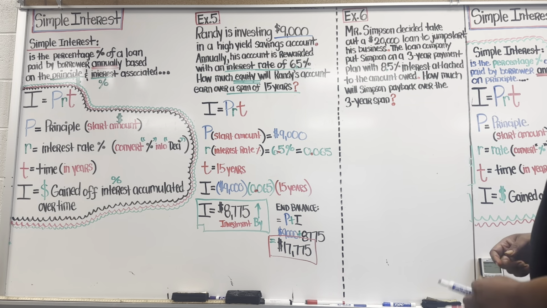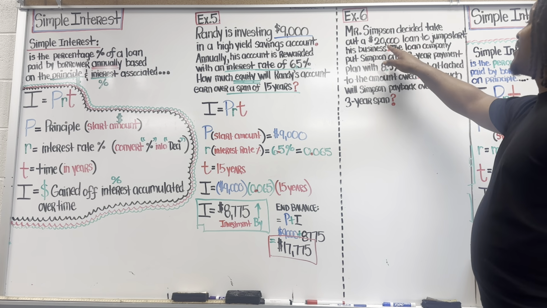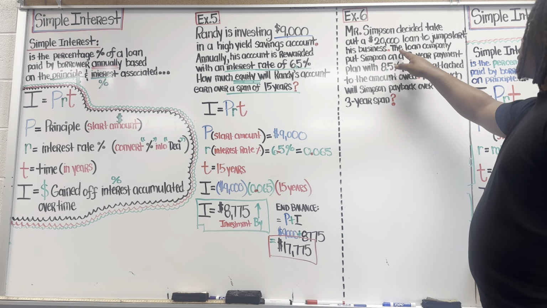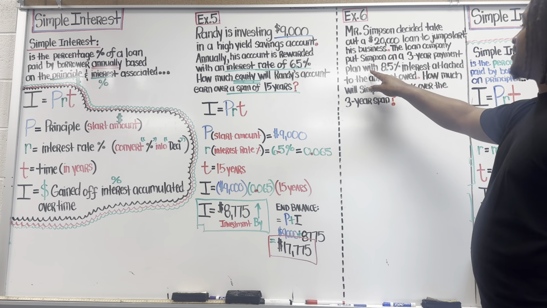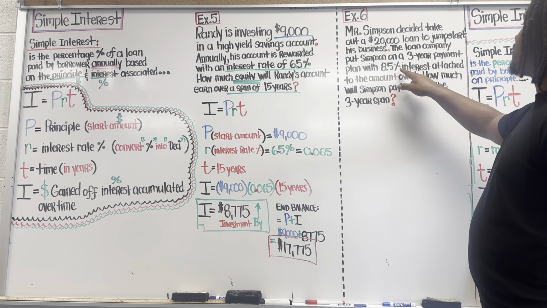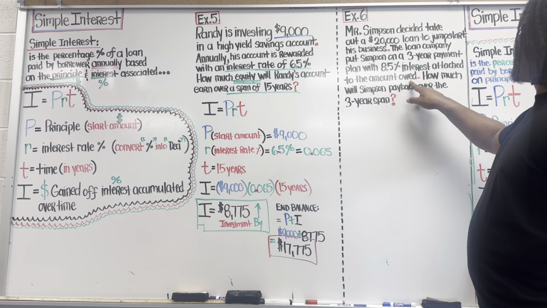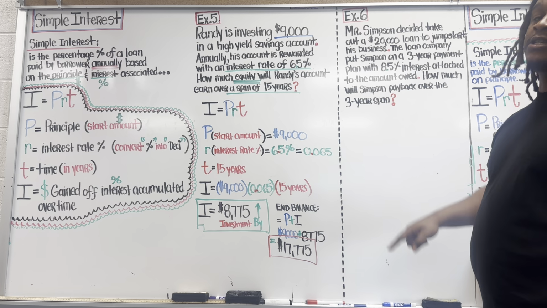Let's go ahead and read this problem. It says, Mr. Simpson decided to take out a $20,000 loan to jumpstart his business. The loan company put Simpson on a 3-year payment plan with 8.5% interest attached to the amount owed. How much will Simpson pay back over the 3-year span?